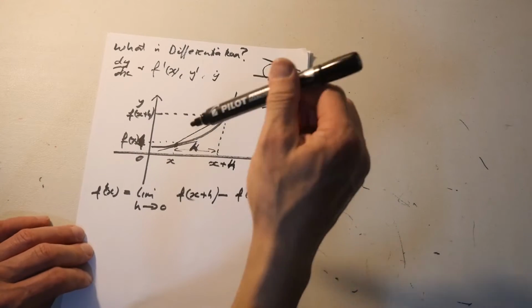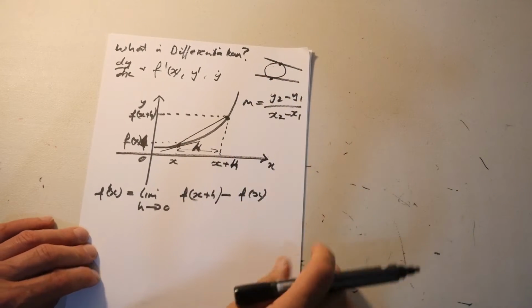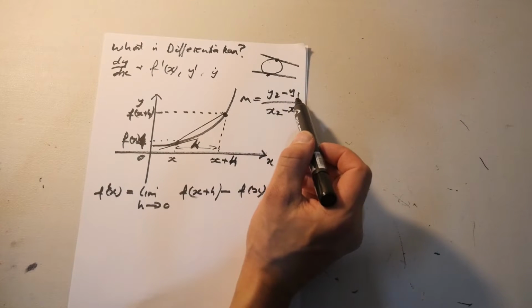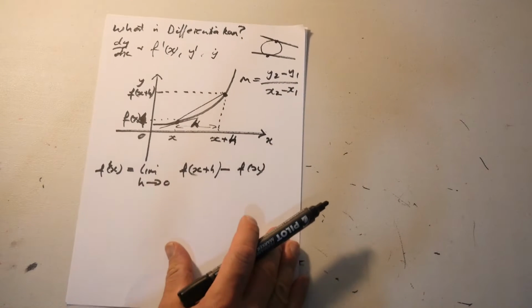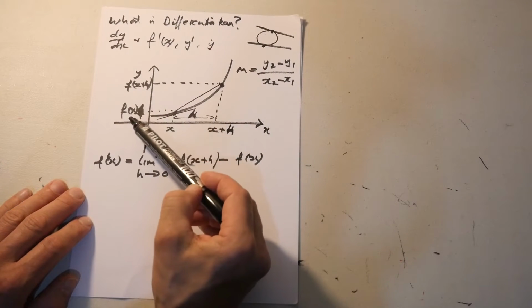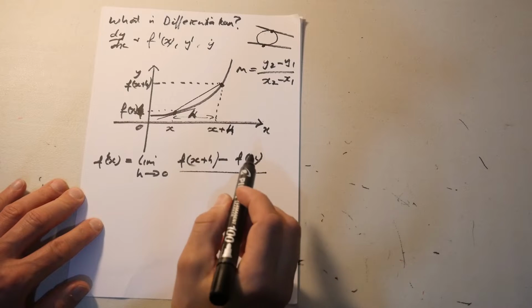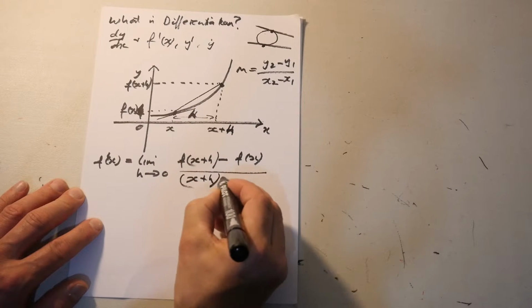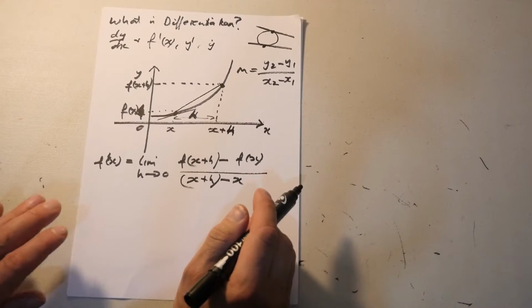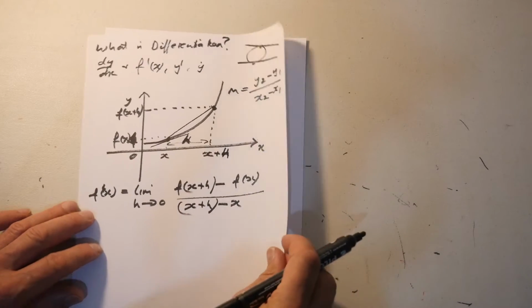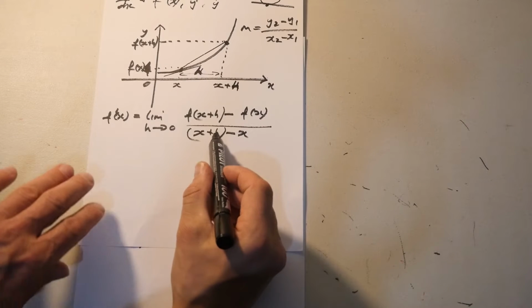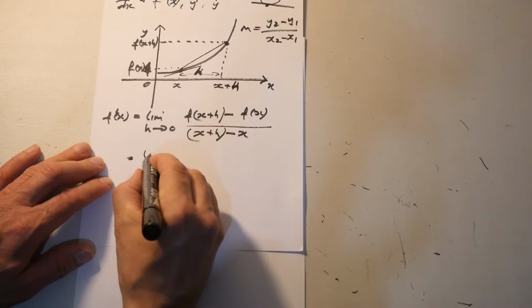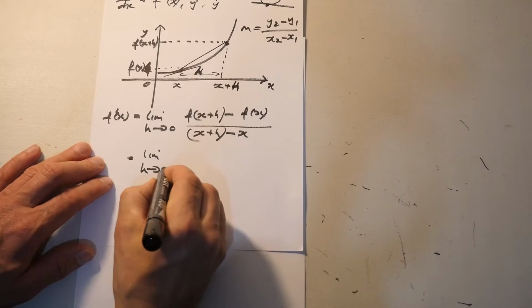If you have a gradient of a line like that in space, it's y2 minus y1 divided by x2 minus x1. So this is what I'm doing here: y2 minus y1 divided by x plus h minus x. Okay, x2 minus x1. So as h tends to 0, that becomes the limit as h tends to 0.